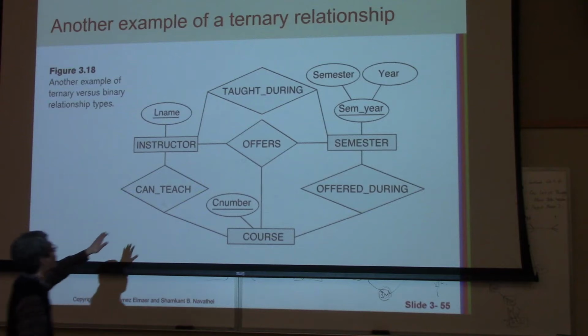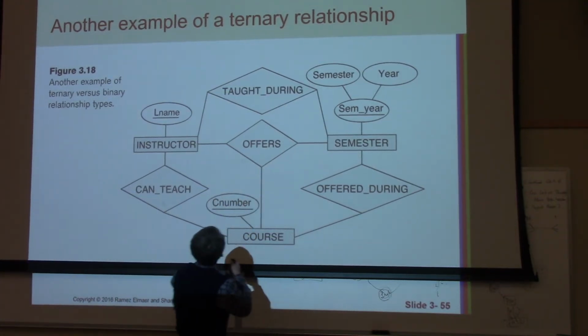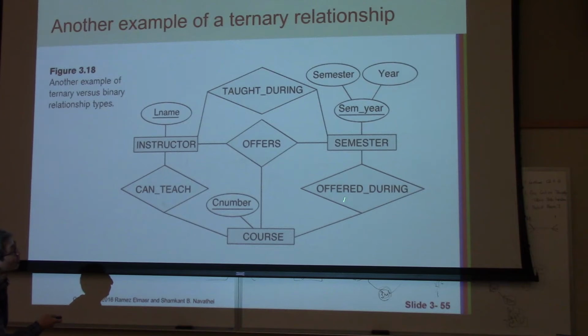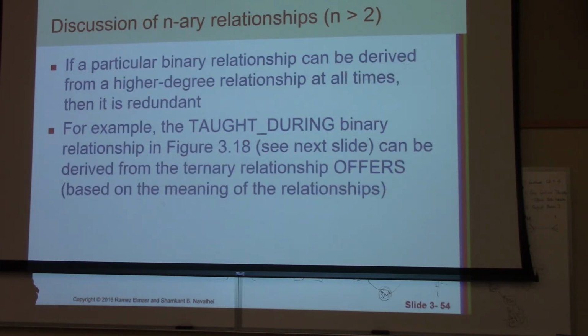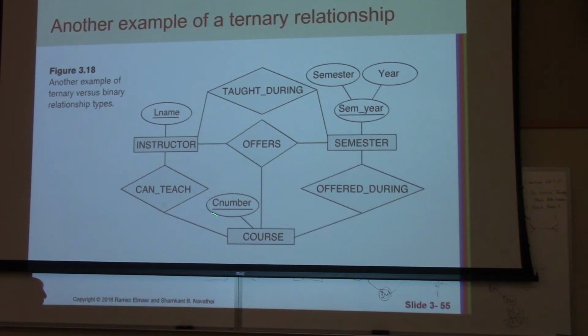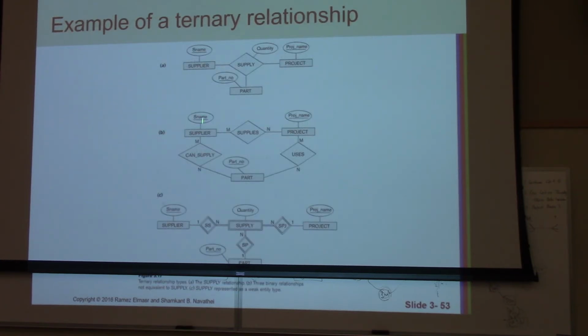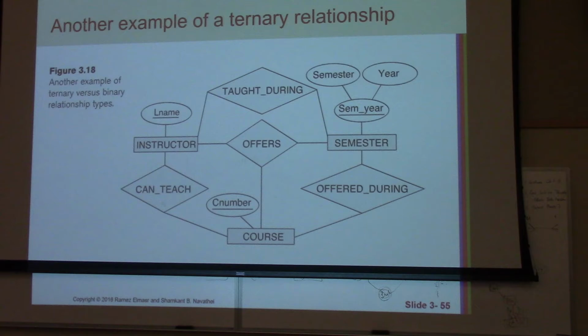However, if you just create it with three binary relationships, it will be this case B. At that time, the instructor can teach many courses, but a course may or may not be offered in the semester. So in this case, we combine A and B together. A and B together is too strict. It will not be practical in the database. But this is another example of the ternary relationship.